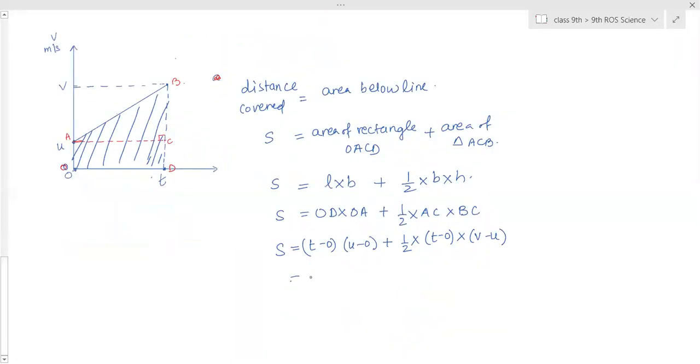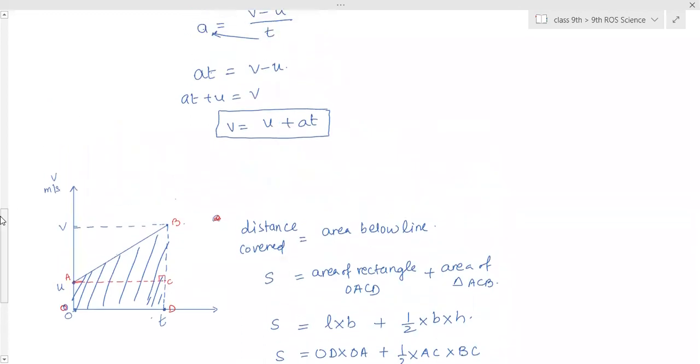Now simplify this. T minus 0 is T, into U minus 0 is U, plus half into T into V minus U. So if you write in proper order, it is U into T plus half T. And now the V minus U value we have to calculate. Check the first equation of motion. What is the value of V minus U?